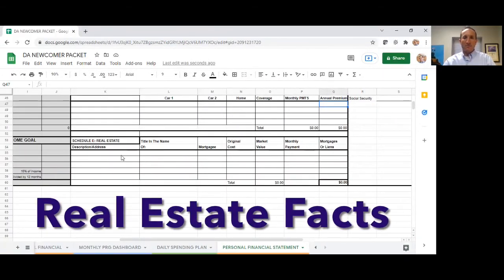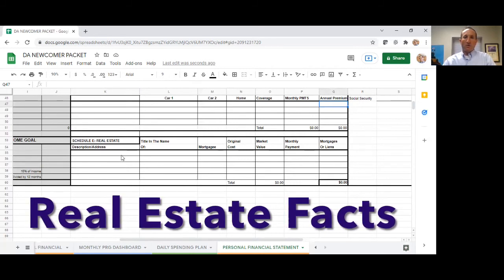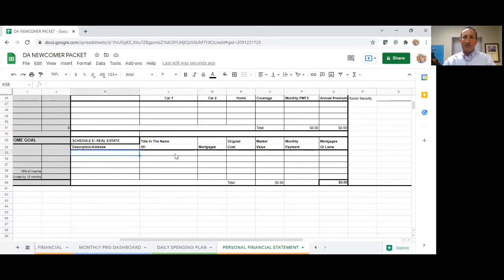And real estate. So I like to put the address, the name. So who's on the title? Are you on the title? Or are you and your partner on the title? It's good to list that out. So this might be US Bank, or it could be the mortgagee, whoever has the mortgage on the home gets listed here. The original cost, so whatever you paid for the house, you can list that number here. It's just great to keep that in the back of your head.